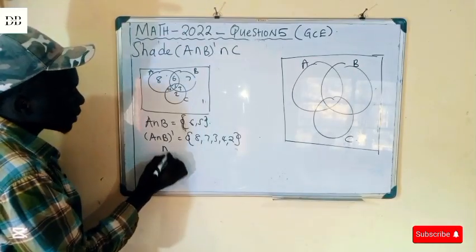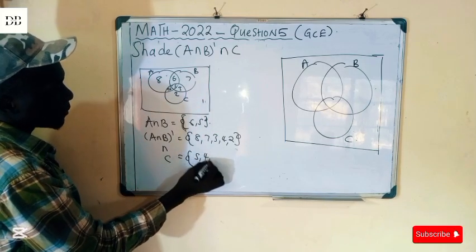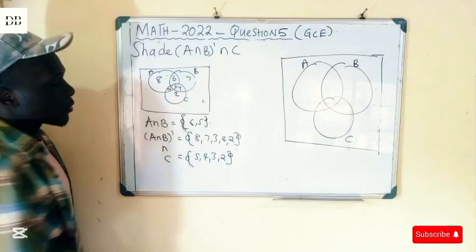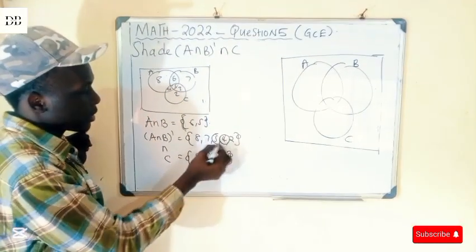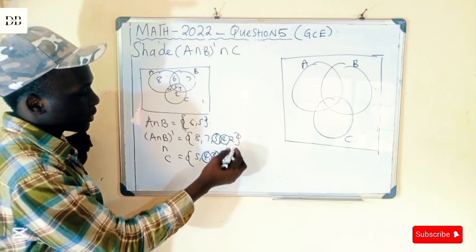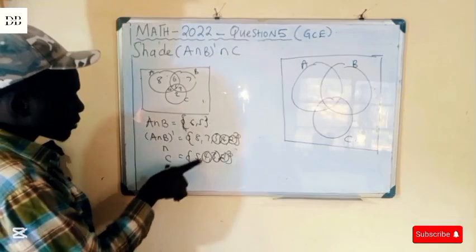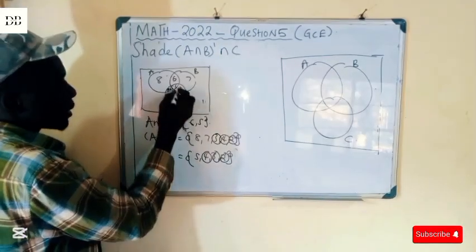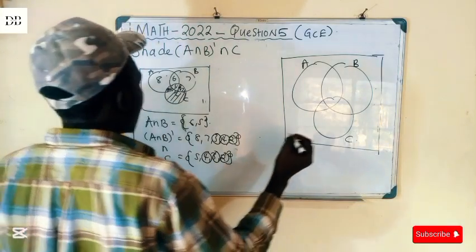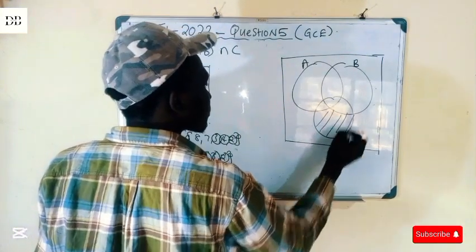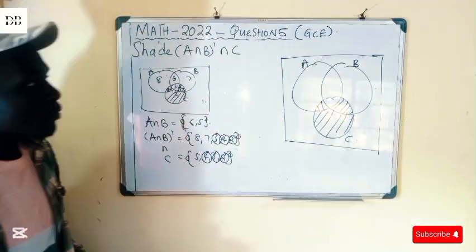Then we'll intersect it with C. The whole set of C is 5, 4, 3, and 2. So if we find what is common here, we can see that we have a 2, 3, and a 4. So that is what we are going to shade. We are going to shade where there is a 4, where there is a 3, and where there is a 2. So it means we are shading this part, that part, and that part. We are done. That is the final answer.